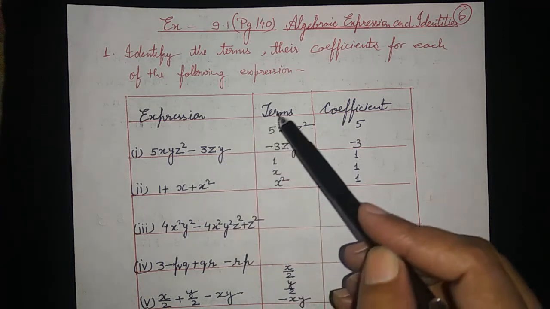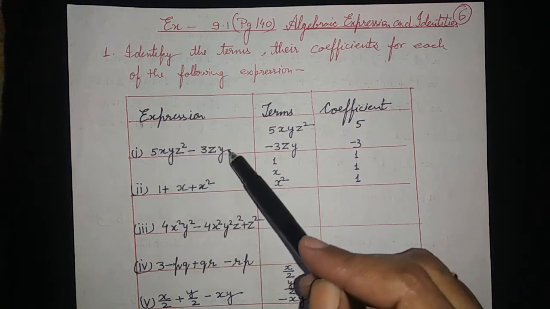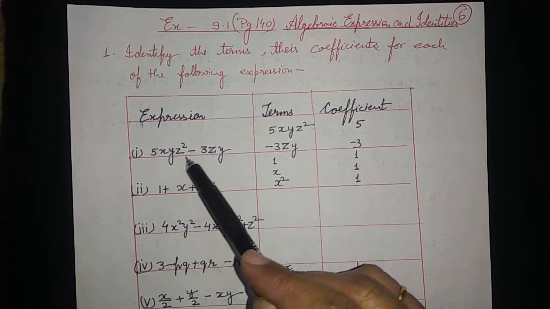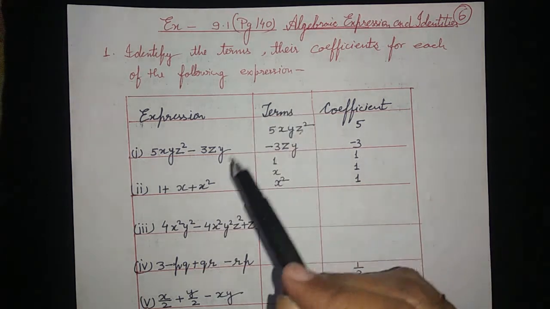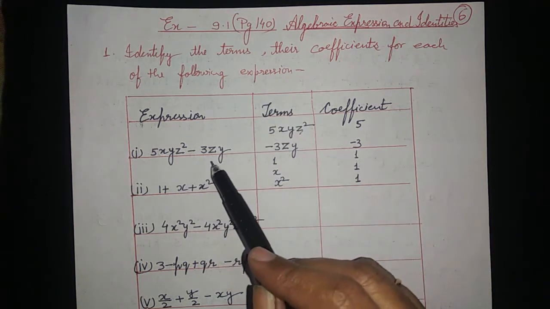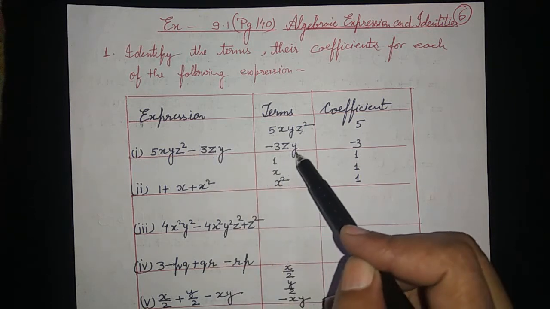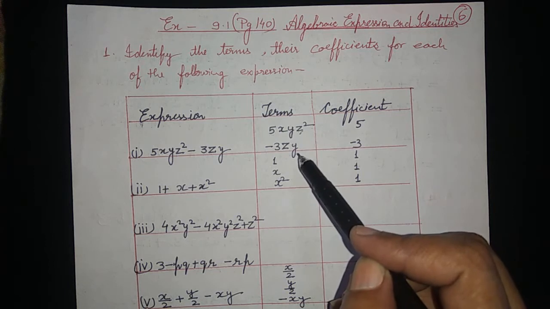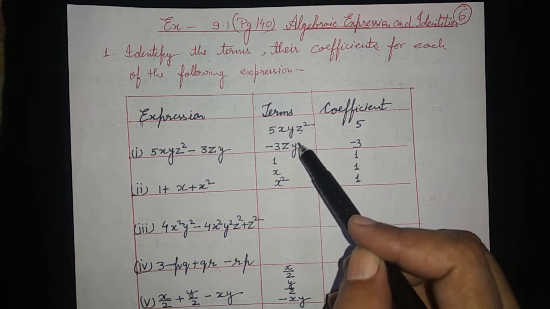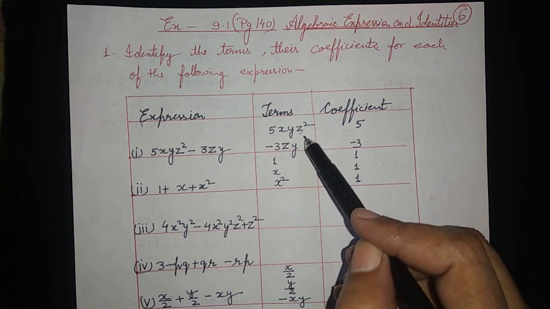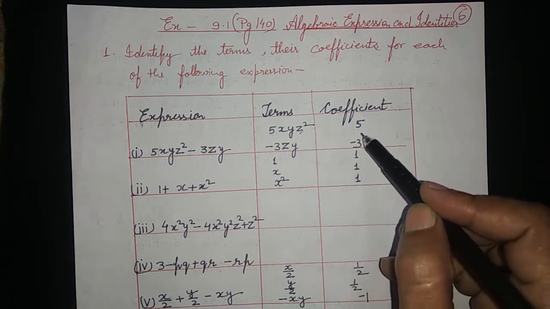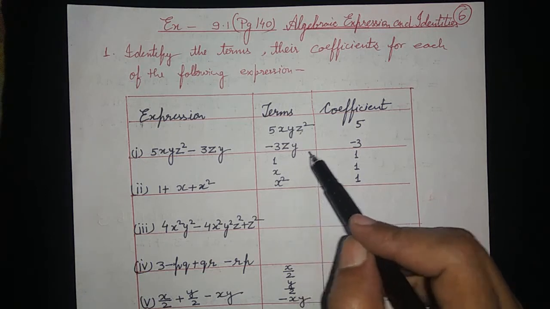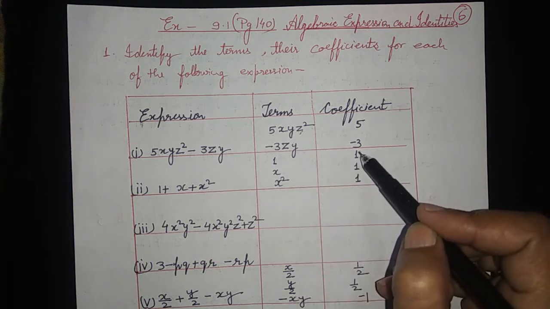So first we will write the terms of this expression. The first term of this expression is 5xyz square and the second term of the expression is minus 3zy. And now we will write its coefficient. So the coefficient of 5xyz square is 5 and the coefficient of minus 3zy is minus 3.